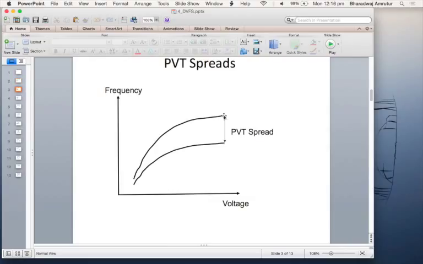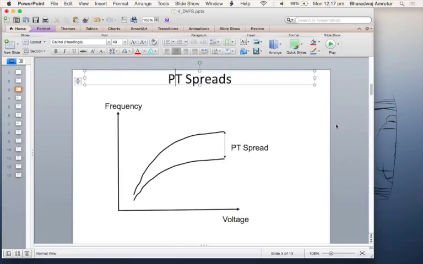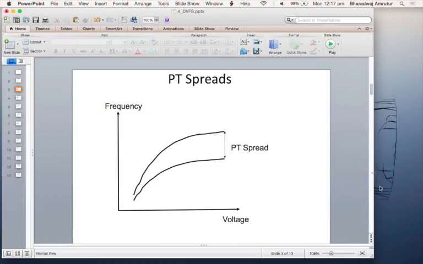Now this frequency to voltage mapping is different for every chip. Each chip is unique, so there will be a spread out here. The spread is due to variations in the process and temperature. I should not put V out here; it should basically be process and temperature spreads, because voltage is anyway the parameter we are using out here.